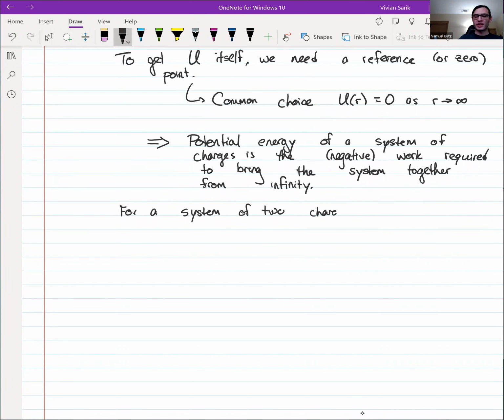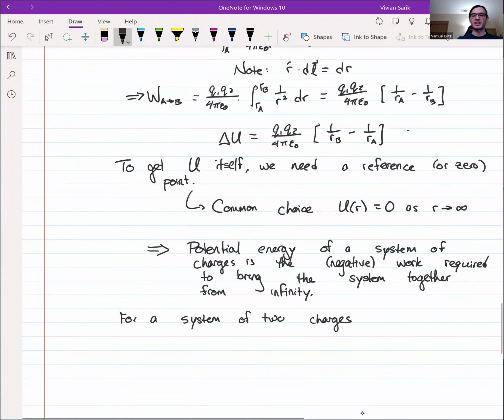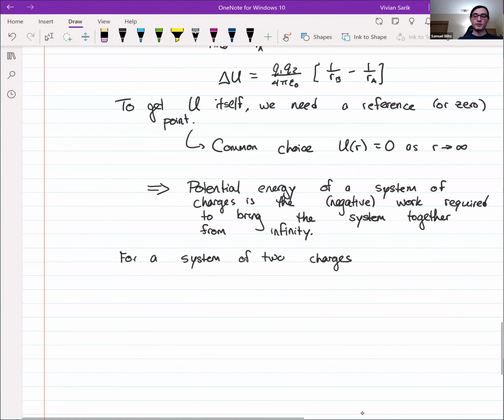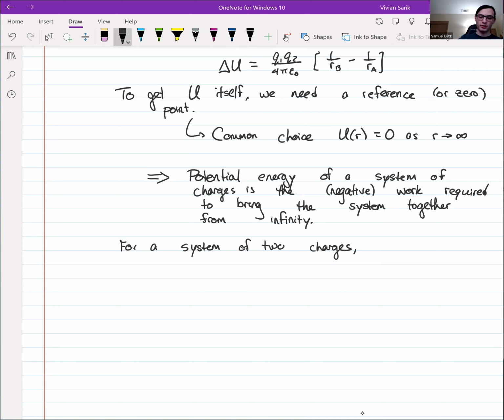all we have to do is ask, how much energy does it take to bring in the first charge? 0. How much energy does it take to bring in the second charge? Well, we kind of already computed that. We kind of did that here. So for a system of 2 charges, what we find is that the potential energy, as a function of distance between those 2 charges, is equal to the negative work going from infinity to position r. And you can just do that computation now, which is Q1 Q2 over 4 pi epsilon naught r.